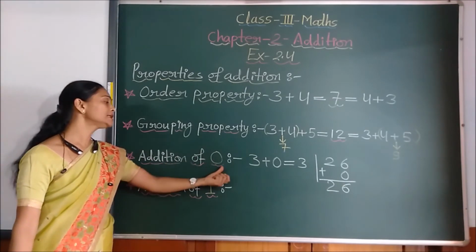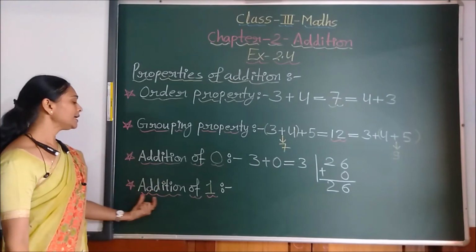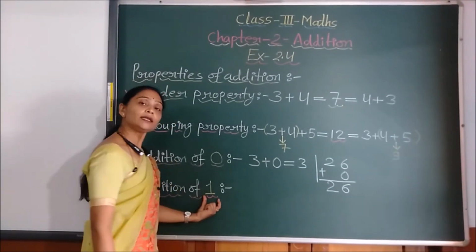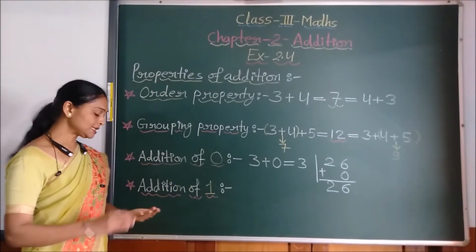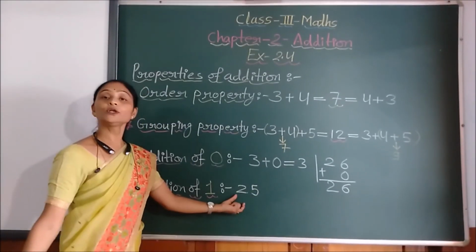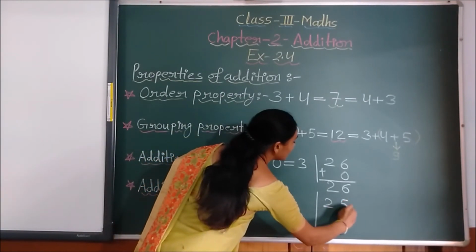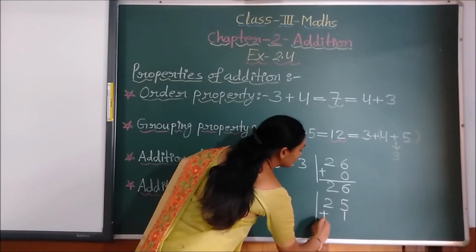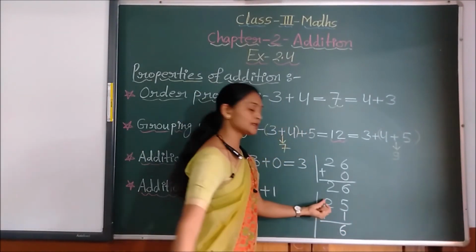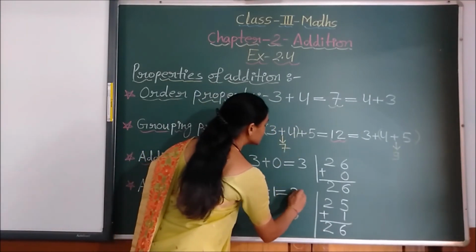If you add 0 in any number, you are getting the number itself. Then addition of 1. Addition of 1 means if we add 1 in any number, then what happens? See, if we have any number 25 and we want to add 1 in this. So see, we will arrange this number like this in columns, and this one we will add on 1's place. 5 plus 1 it is how much? 6, and this is 2. So what we got? We got 26.